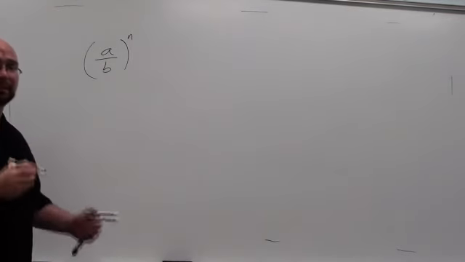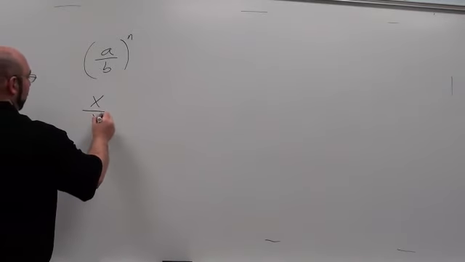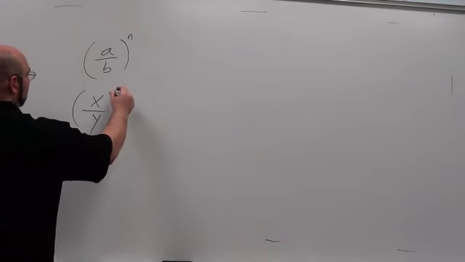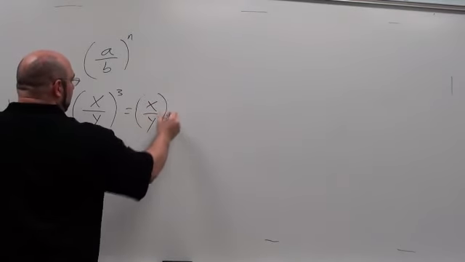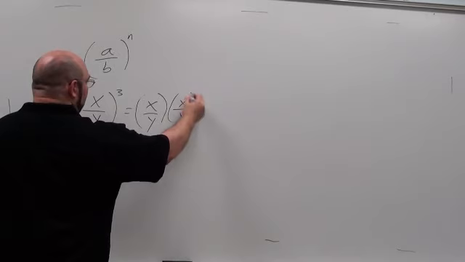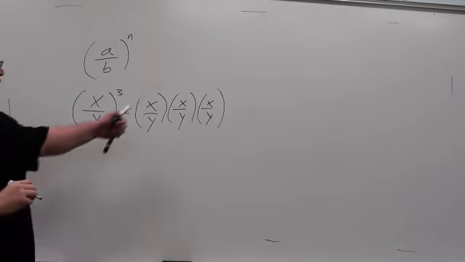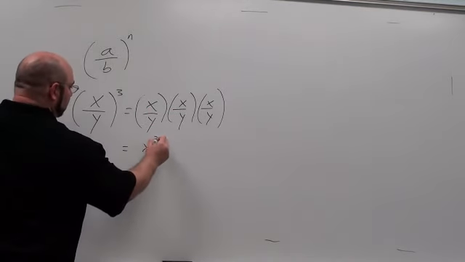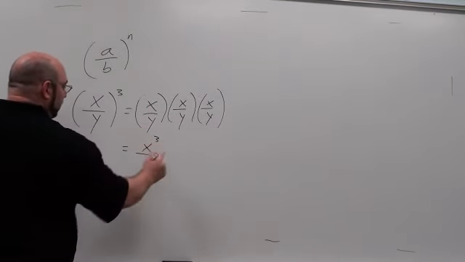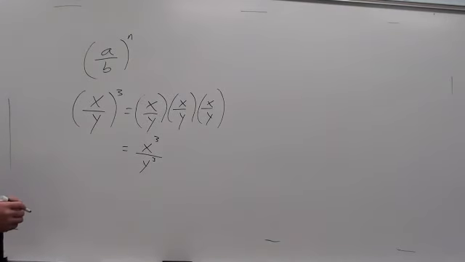Alright, a over b to the n. Well, if I think about that, x over y cubed is equal to x over y times x over y times x over y. So this is 3 x's, x cubed, over y times y times y, y to the 3, just like that, right?